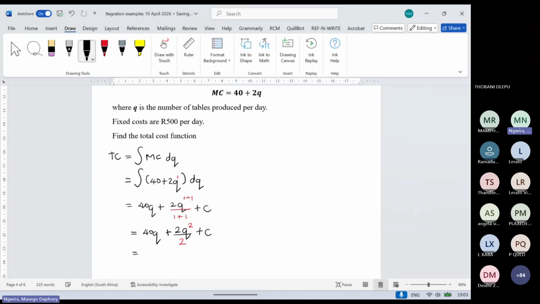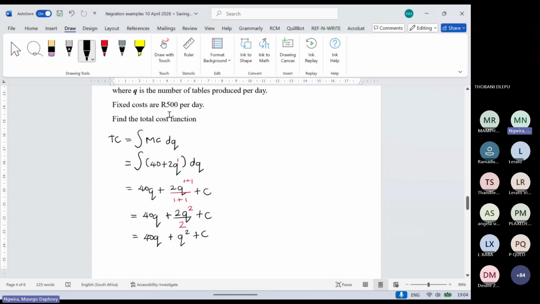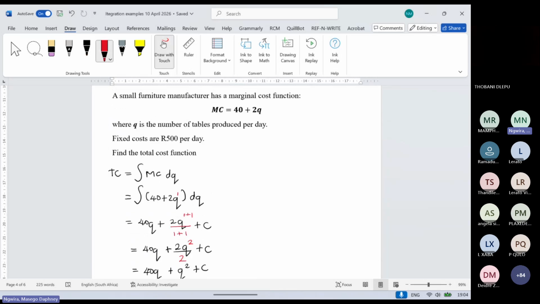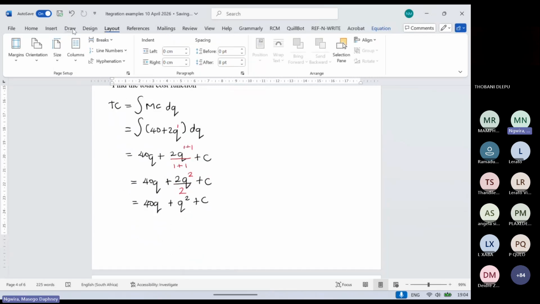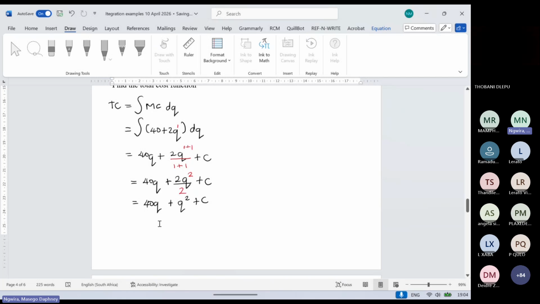And then we are going to have 40q, then plus 2 divided by 2 is 1. So they basically cancel. So we have q squared, then plus c. And then remember we said that our fixed cost is 500. So remember fixed cost is C. Don't forget that. So we can just substitute our C here.